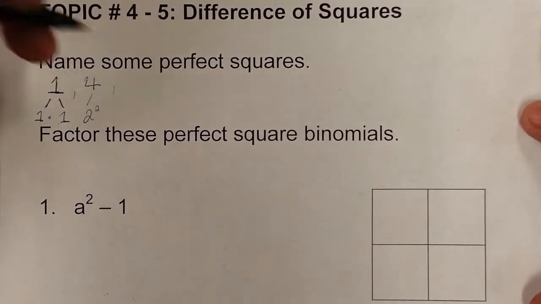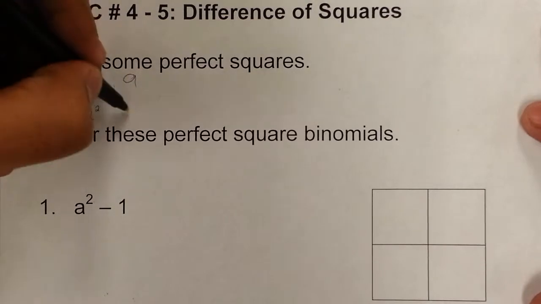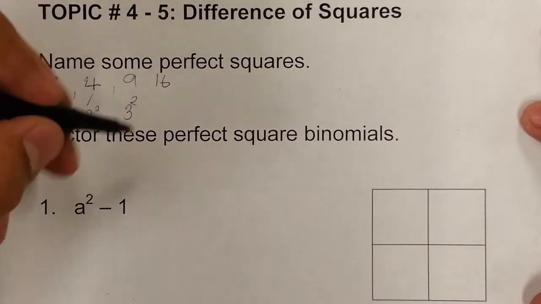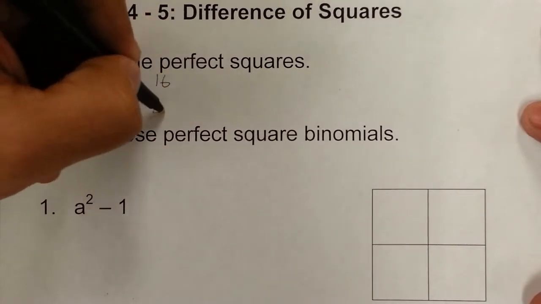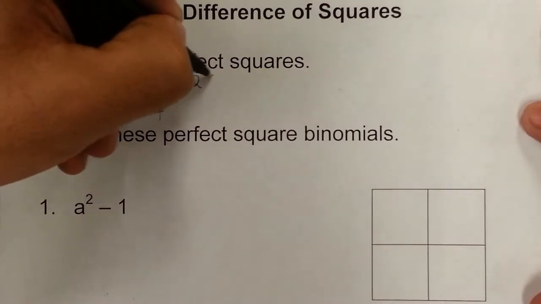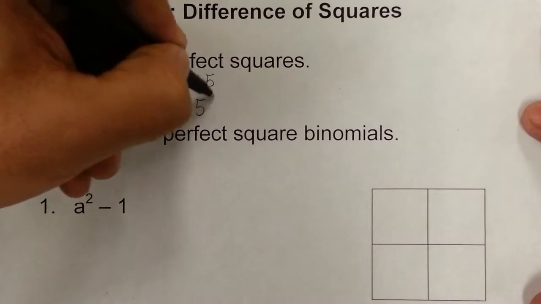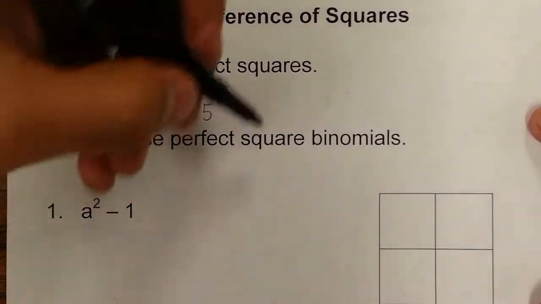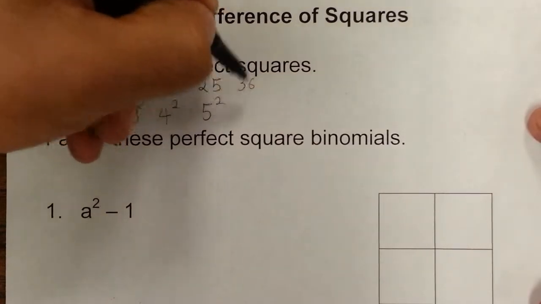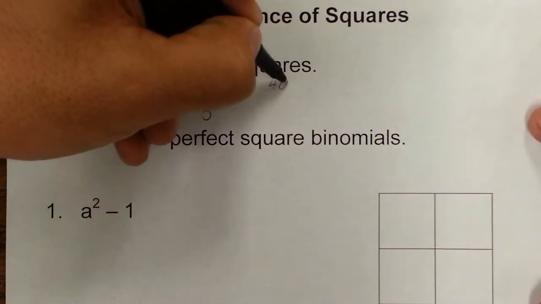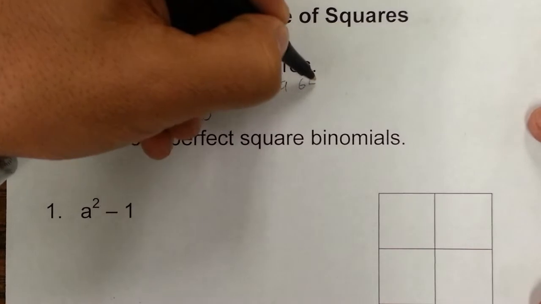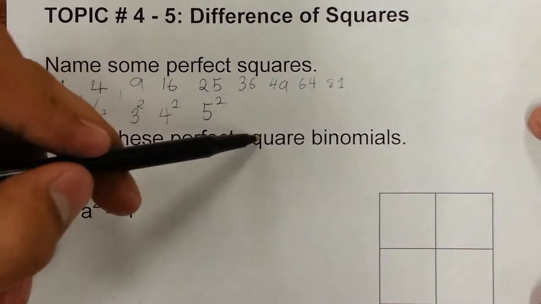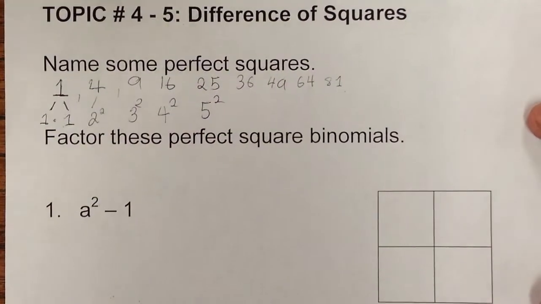Let's think of some other perfect squares. We've got 9, which is the result of 3 squared. We've got 16, which is the result of 4 squared. 25, which is the result of 5 squared. And you could go on and so forth. We would get to 36, then to 49, 64, 81, and so on, up to 100.